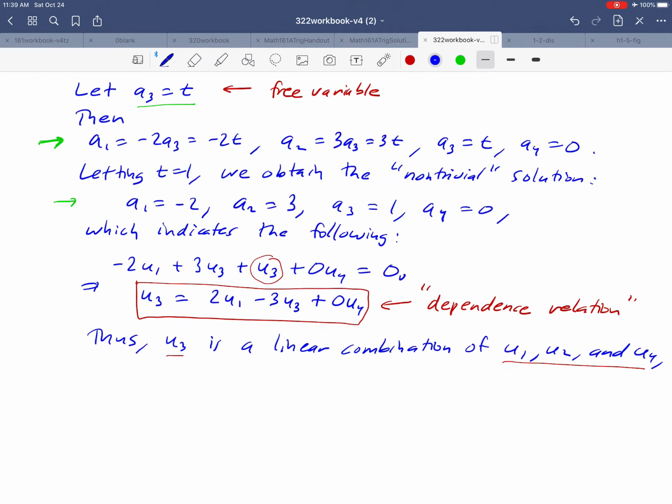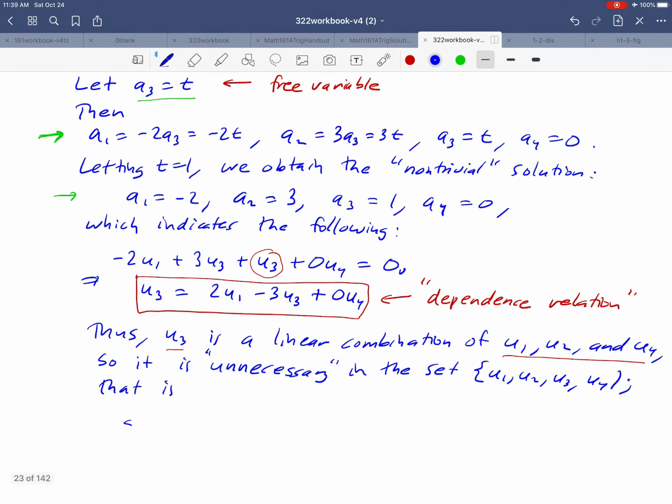Okay, so we can complete this statement as follows. So u3 is unnecessary in the set u1, u2, u3, u4. Okay, another way to say that, what we mean by unnecessary, I'm going to put that in quotes. It just means that if we take the span of just u1, u2, and u4, that's going to give us everything that we would get if we took the span of all four of the vectors.